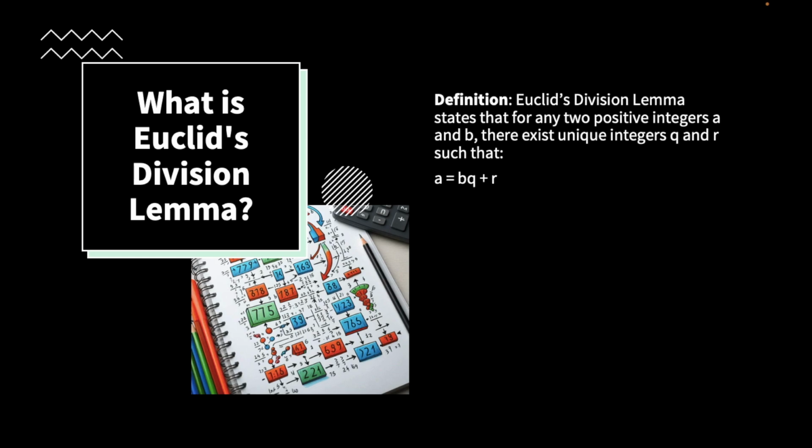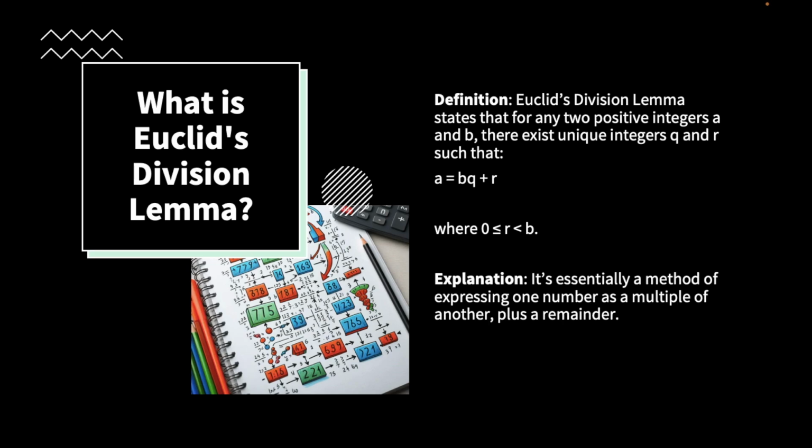This is a mathematical statement that says if you take any two positive integers, a and b, you can express a as the product of b and another number q plus a remainder r. The important thing to note here is that the remainder r is always less than b. In simple terms, it's a formal way of describing division with a remainder. Let's break it down with an example in the next slide.